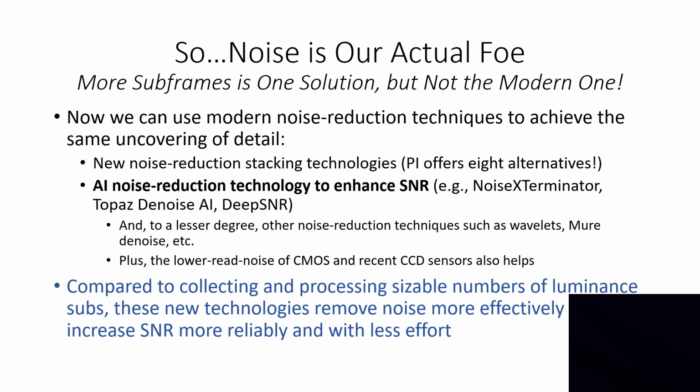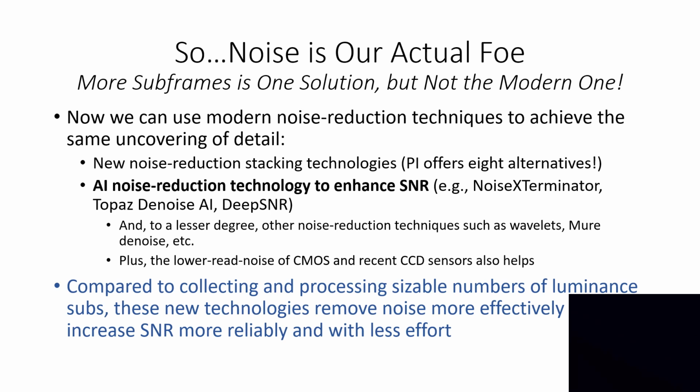But a better option is to use the modern AI noise reduction techniques, such as Noise Exterminator, Topaz Denoise AI, or Deep SNR. Noise Exterminator is available in PixInsight, as is Deep SNR. Noise Exterminator, I believe, also has an add-in for Photoshop, as does Topaz Denoise, which can also be run as a standalone program. But I believe Deep SNR is unique to PixInsight. It's also the only one of the 3 that's free and does a pretty good job.